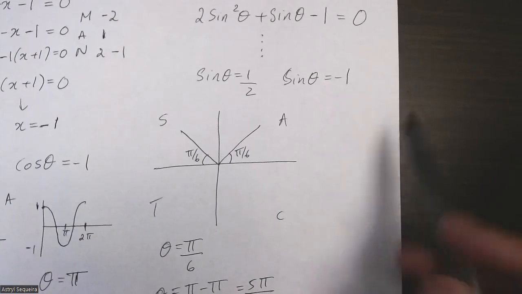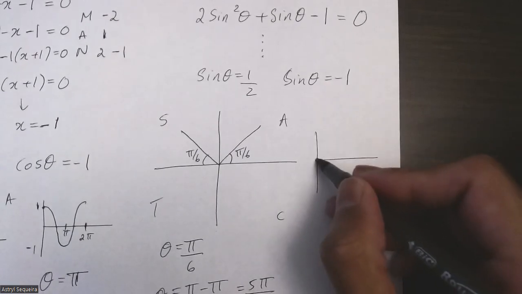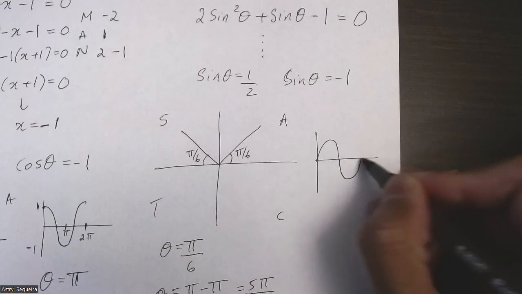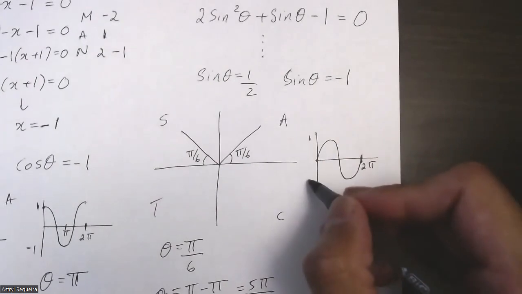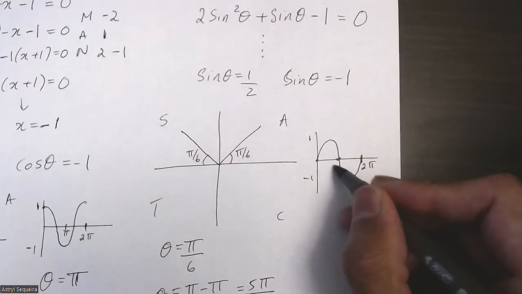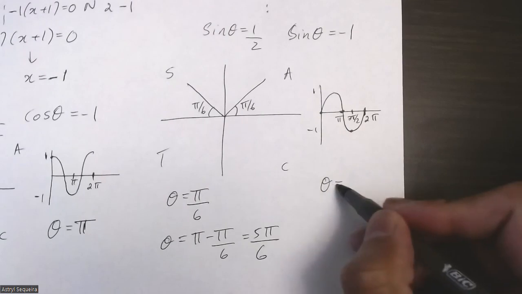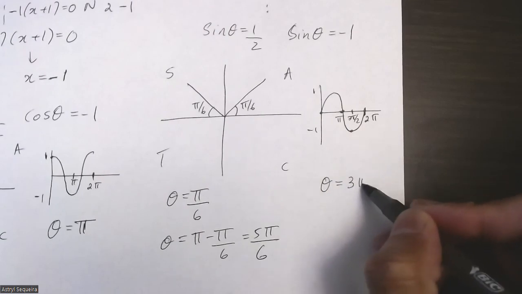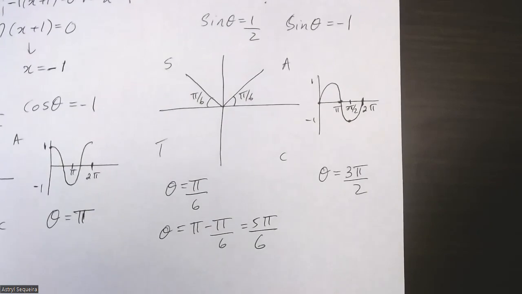Solve for sine as -1. Again, we're going to use our sine graph. You can't use CAST rule for this. Sine graph just looks like this. 2 pi, 1 at the top, -1 at the bottom. So this point here, well, we know the middle over here is pi, which means this point has to be 3 pi over 2. So my third solution over here is theta equals 3 pi over 2, and again, 3 solutions for this question.